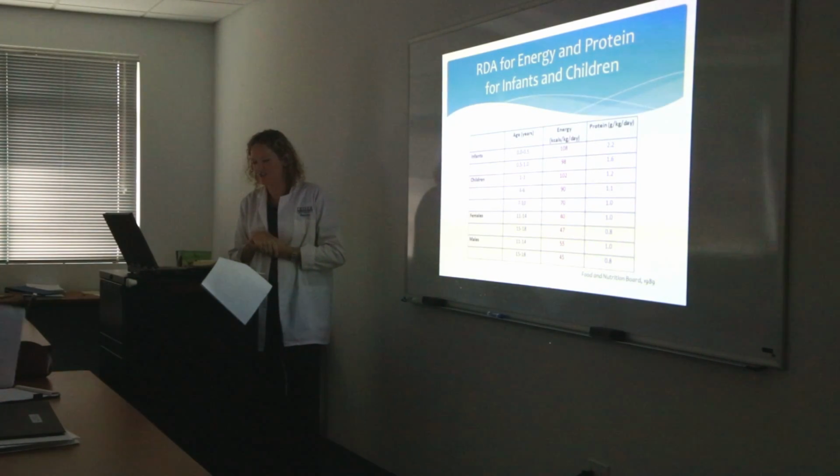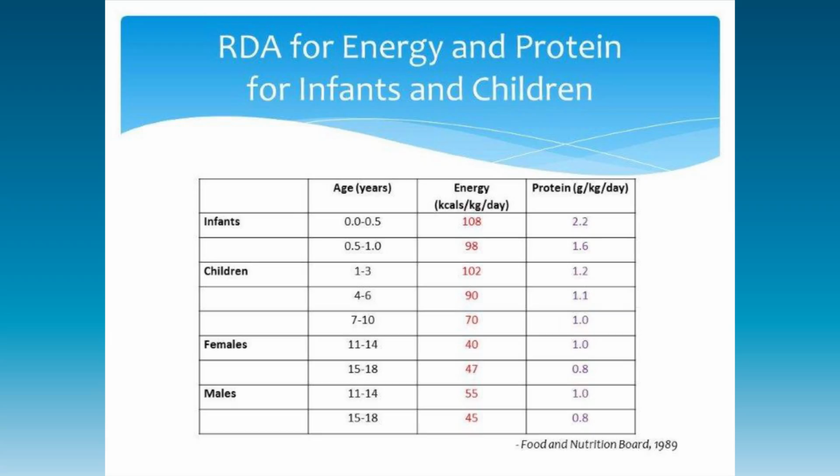Okay, this slide shows the recommended dietary allowances for energy and protein, and these are by the National Research Council from the National Academy of Sciences. So this is a nice little chart to have, and it gives you calories per kilogram per day and protein, grams per kilogram per day. So for infants and children, just based on their years.